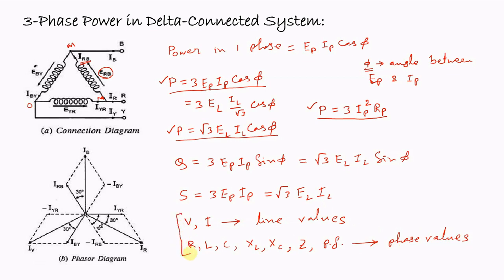The voltage and current given will be considered as the line values. All other parameters given in the question will be considered as the phase values. And remember one thing, the calculation should always be done in terms of the phase values. And by using the relations, we will calculate the line values if it is asked in the question.